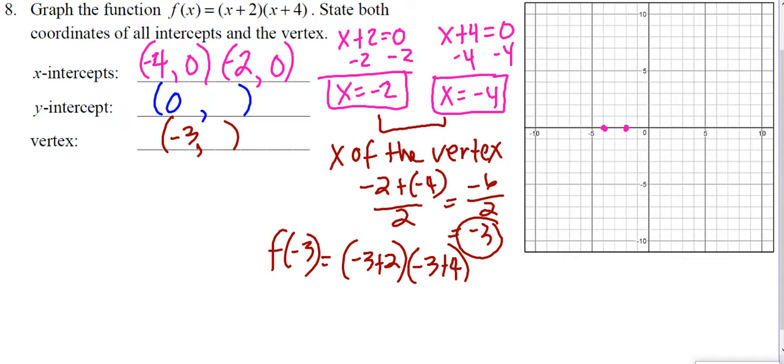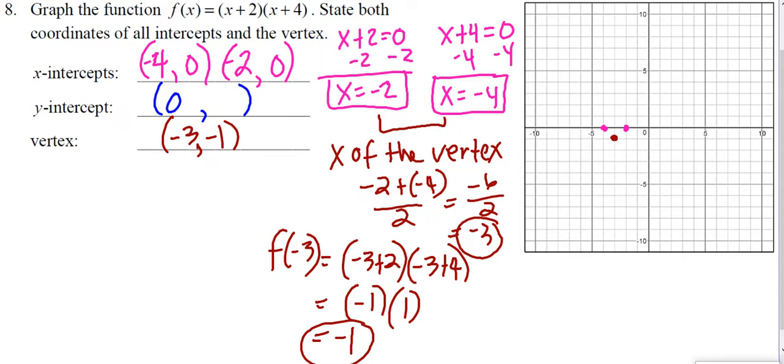Okay? And so I have, what is that one? Is that a negative one? And then this is a positive one. Altogether, we have a negative one. So let's put that point. Negative 3, negative 1. So the red point, that is your vertex.